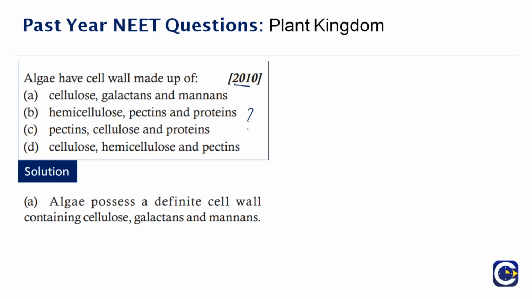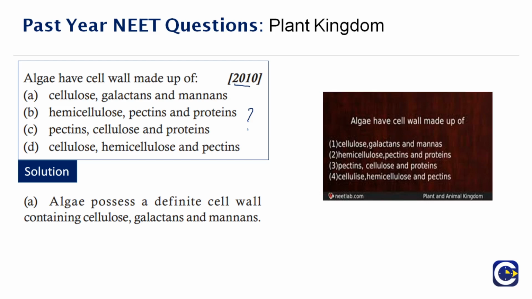Likewise, the algal cell wall also has cellulose, galactans and mannans which are associated in the cell wall, which help in the survival of the organism. Therefore, the correct answer to this question is option A, cellulose, galactans and mannans. They are all sugar forms.